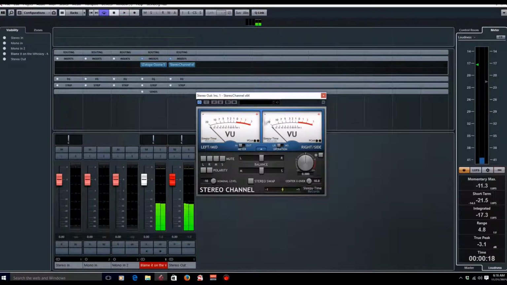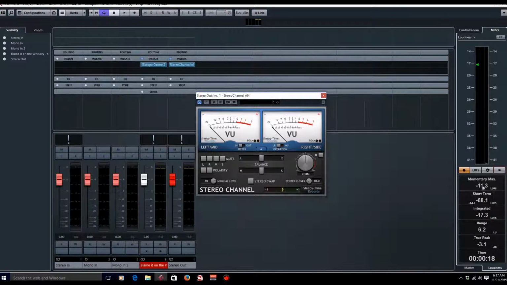As you can see, the calibration of my VU meter is at minus 10, so whenever it hits zero, it's hanging out at minus 10. And as you can see at the beginning, I got a range of 6.2. I have an integrated loudness of minus 17.3, and a short-term loudness of 48.